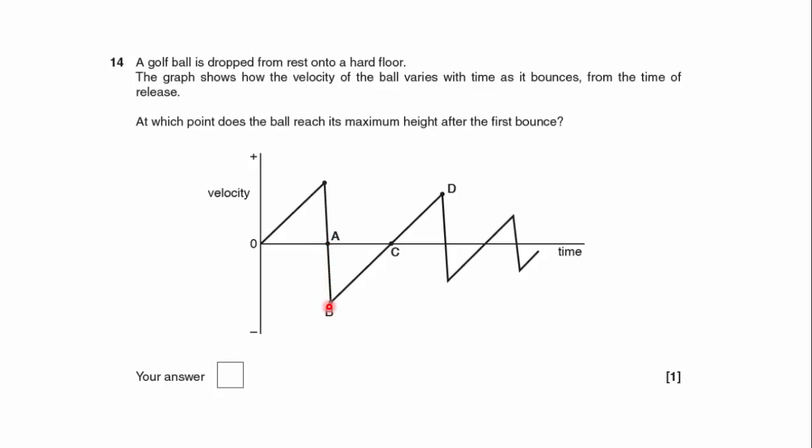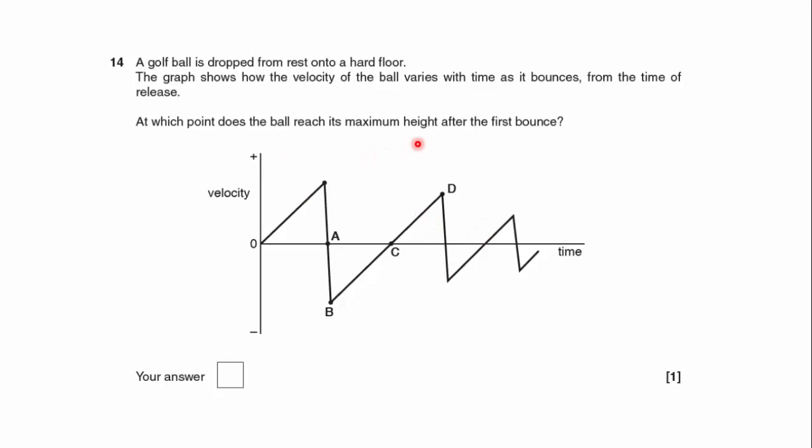And now at point B, this is the point where it's now leaving the floor. Notice that the velocity here is now negative, so it's moving in the opposite direction, so it starts to move up. At point C, this is the point where it has come to rest, and now the velocity is becoming positive again, so it's now moving down towards the floor, and it arrives back at point D and then smacks into the floor, and the process repeats.